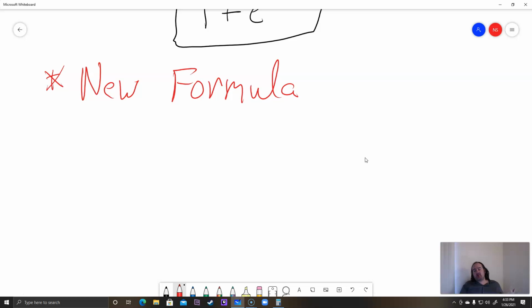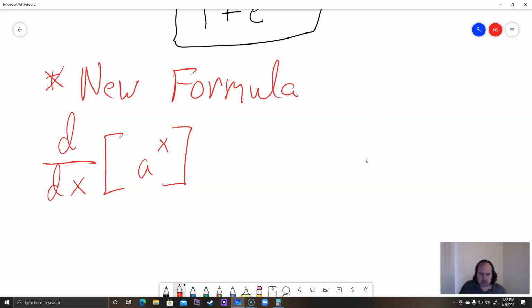We said the derivative of e to the x is e to the x. So what's the derivative of a to the x, where a is any number? What's d dx of a to the x? Well, it turns out that you end up needing a different formula. Now I could prove this, but the proof's a little bit long, and I'd rather just focus on the formula itself.